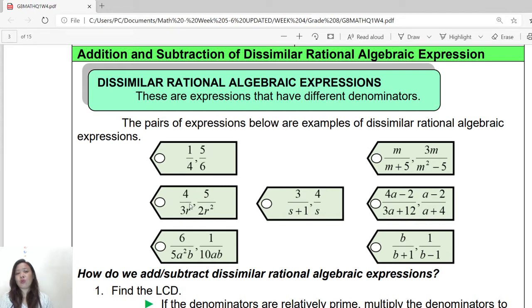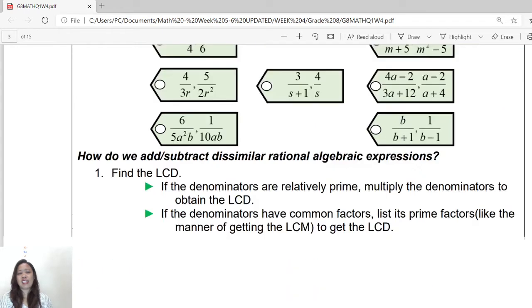Denominators are not equal. Denominators are not the same. That's why we said that these pairs of expressions are examples of dissimilar rational algebraic expressions.